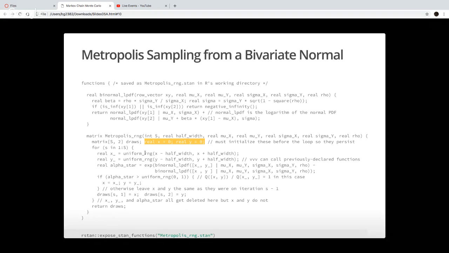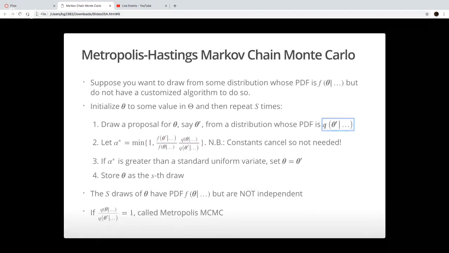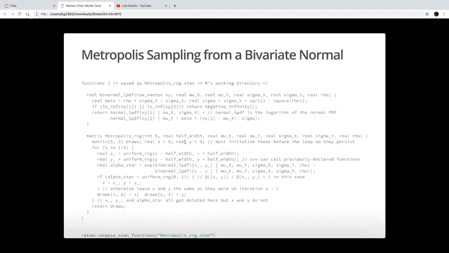Here I'm going to use the uniform distribution as my Q distribution because it's easy for me to draw from. There's one tuning parameter that I can set, which I call half width here, which is basically half the width of this uniform distribution that I'm drawing proposals from. So I draw a proposal of X called X underscore from a uniform distribution that's centered at my previous value of X and goes out equally far in both directions. And I also draw a proposal of Y underscore from a uniform distribution centered at Y.